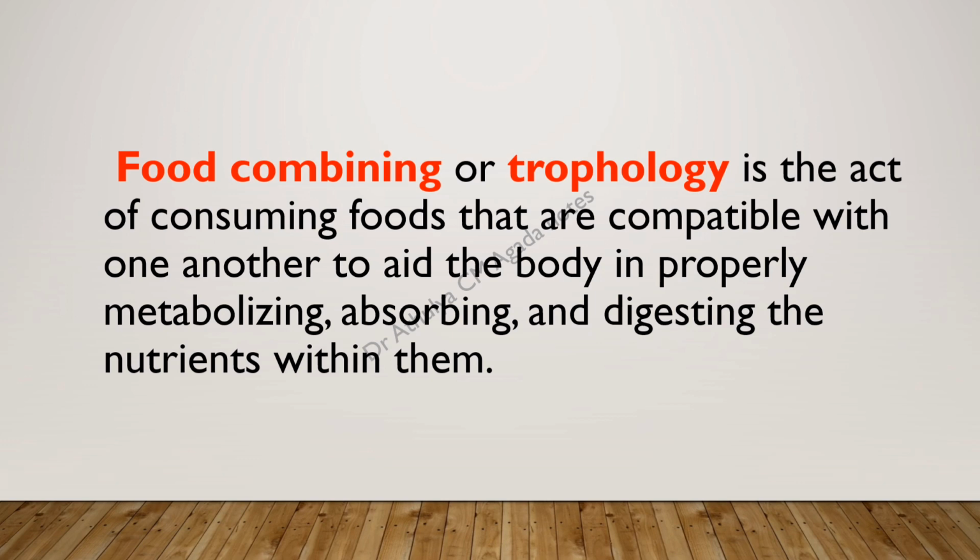In modern science, a new branch called trophology or food combining is developing, and according to this science, food combining or trophology is the act of consuming foods that are compatible with one another to aid the body in properly metabolizing, absorbing and digesting the nutrients within them. When the food is properly combined, it results in proper metabolism, proper absorption, and we can absorb or digest the full nutrients within them. This is called trophology or food combining science.